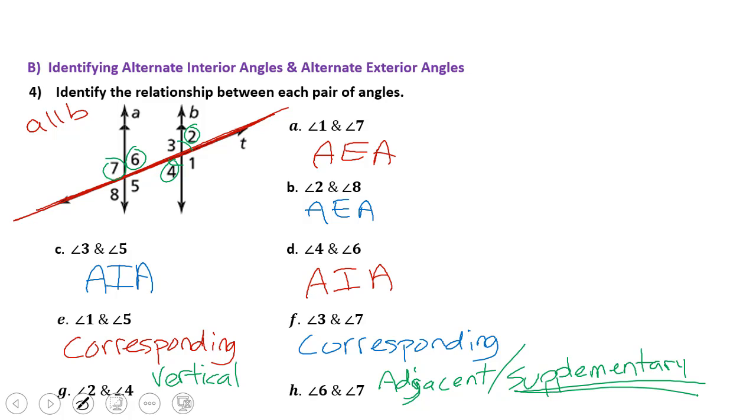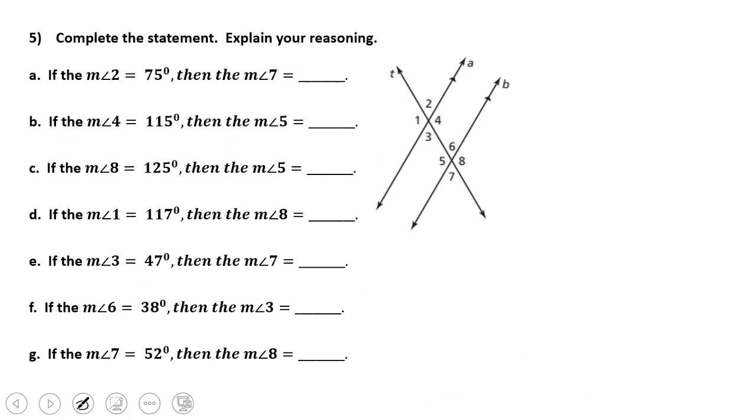And that's probably the one we're concerning ourselves with the most. All right? Moving right along, ladies and gentlemen, to our next example. Example number 5, we're going to put all that together, and we're going to identify and answer some questions. So, complete the statement, explain your reasoning.